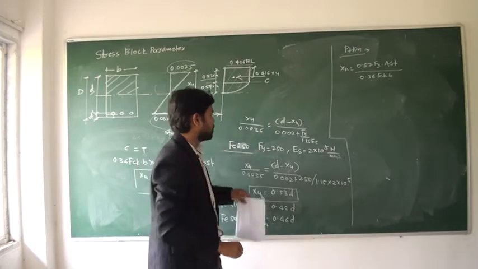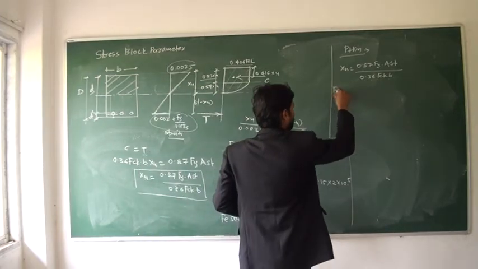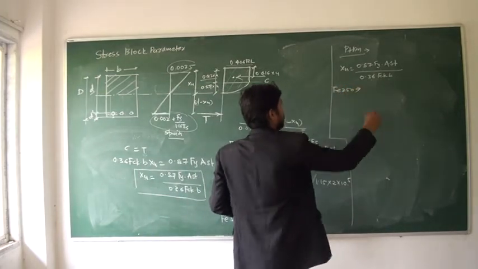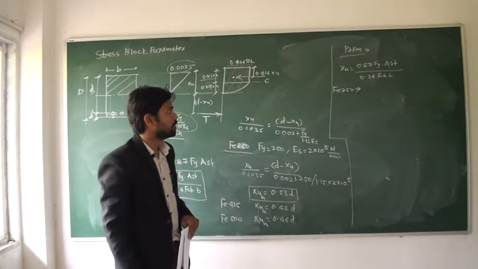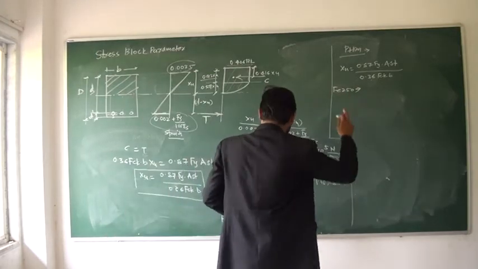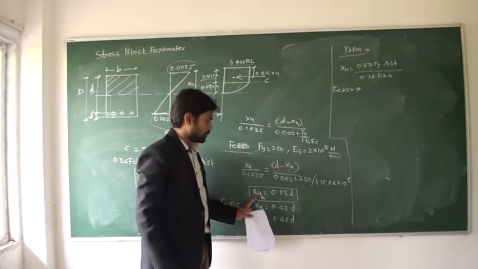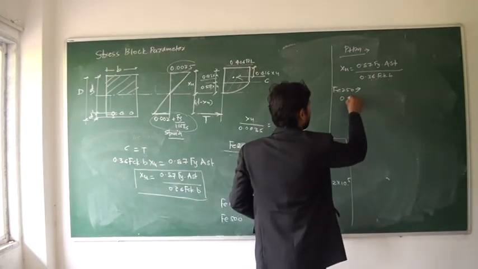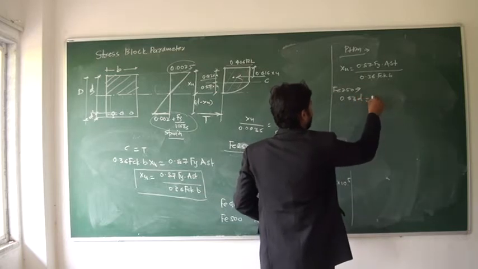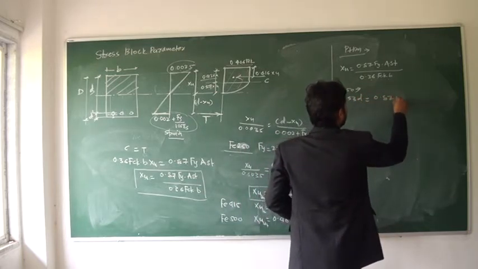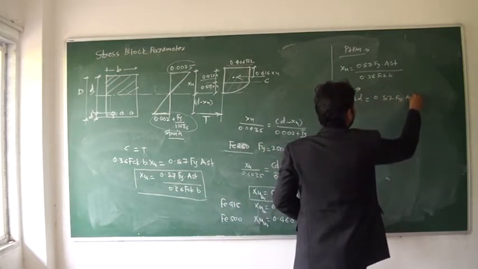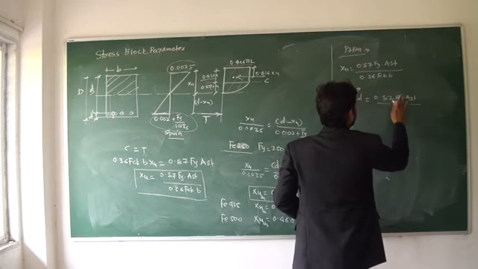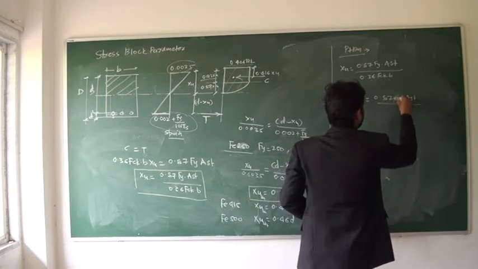So we will take the example of Fe250. For Fe250, for a balanced section XU is equal to 0.53D. I will substitute that here: 0.87 Fy into AST. Now Fy is 250.